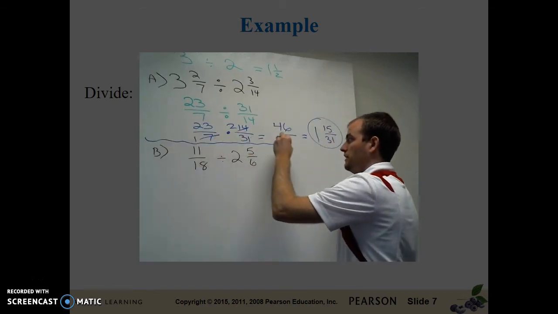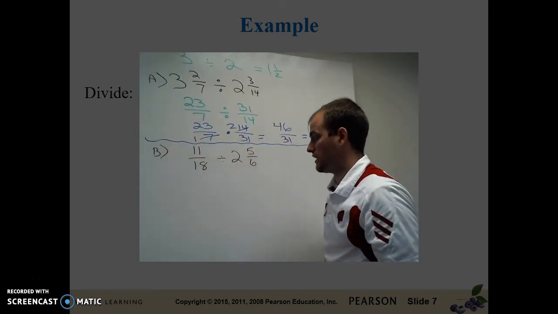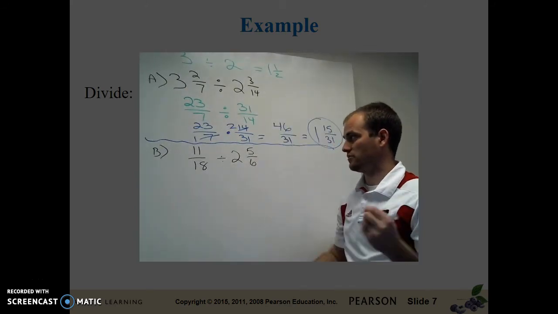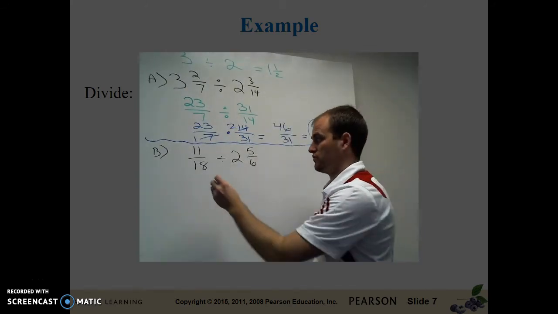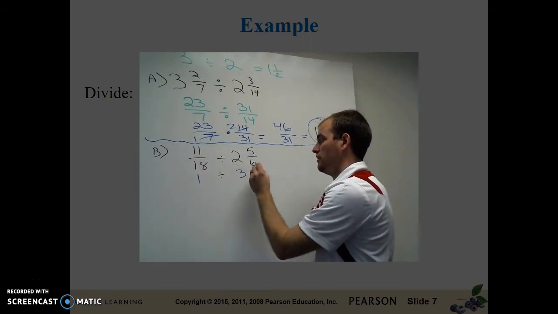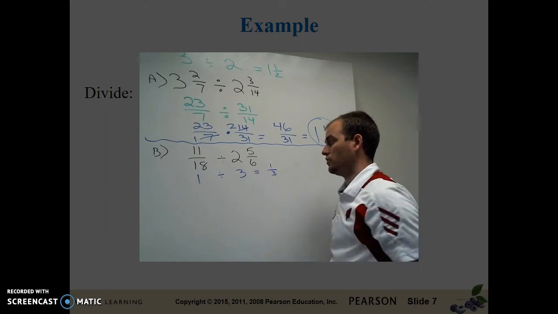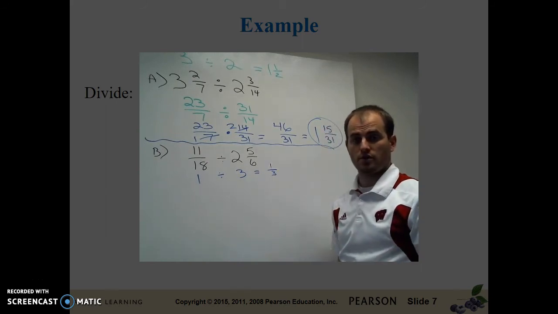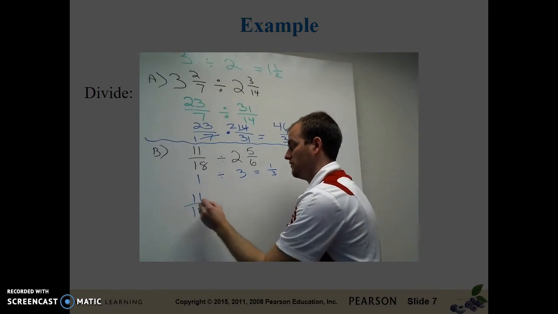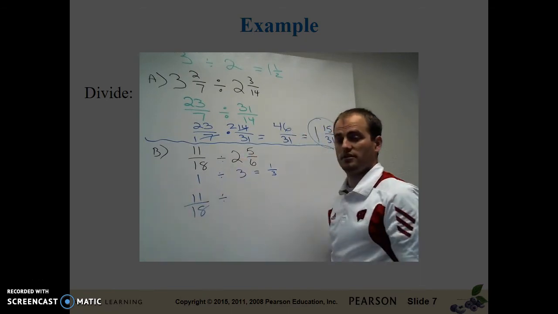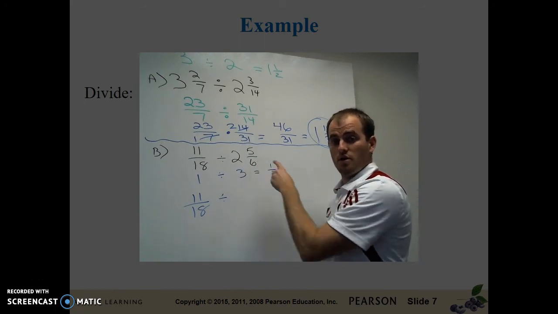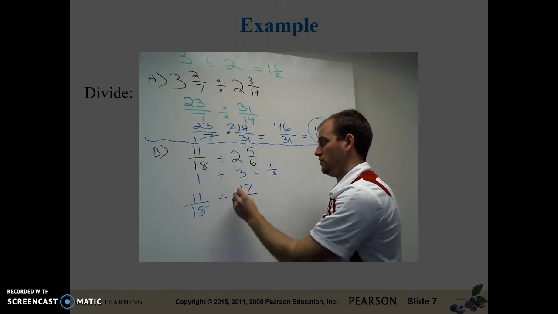Okay, let's do letter B also. 11/18 divided by 2 and 5/6. So 11/18 would round to 1. 2 and 5/6 would round to 3. So we should get an answer around 1 divided by 3, which is 1/3. So again, you do 11/18 divided by, rewrite this as an improper fraction. 6 times 2 is 12, plus 5 is 17/6.